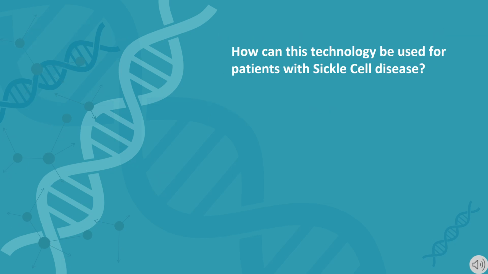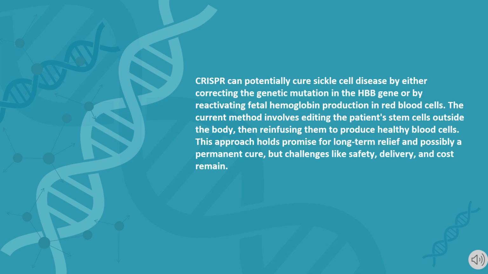How can this technology be used for patients with sickle cell disease? CRISPR can potentially cure sickle cell disease by either correcting the genetic mutation in the HBB gene or by reactivating fetal hemoglobin production in red blood cells. The current method involves editing the patient's stem cells outside the body, then reinfusing them to produce healthy blood cells. This approach holds promise for long-term relief and possibly a permanent cure, but challenges like safety, delivery, and cost remain.